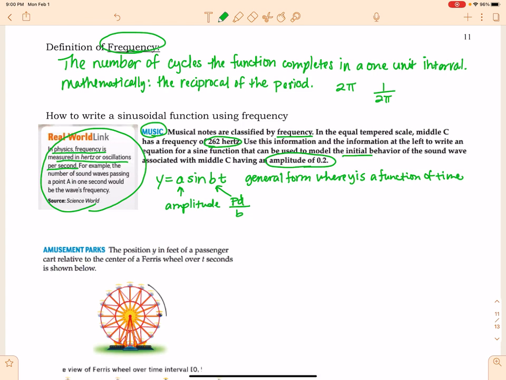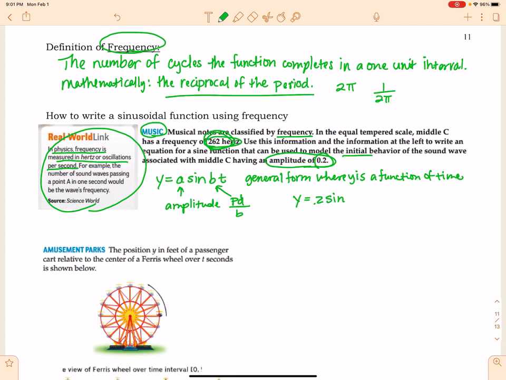Okay, so having said that, we need to figure out what the measure of A is, and we need to figure out what the measure of B is, and that's all we need to do for this. So the amplitude is given to you at 0.2. We do need to find the period for this particular equation. So that's where the frequency comes in. Remember, I already told you that the frequency is the reciprocal of the period.